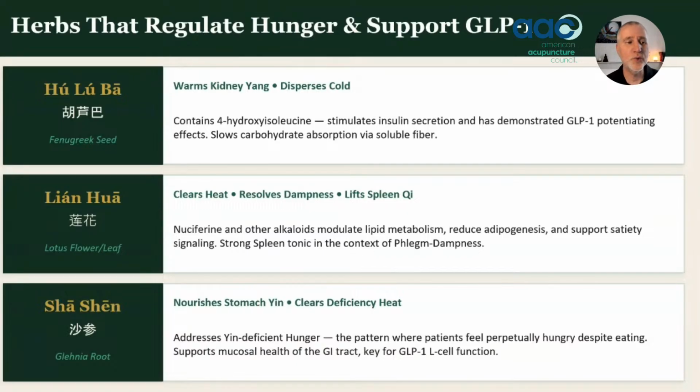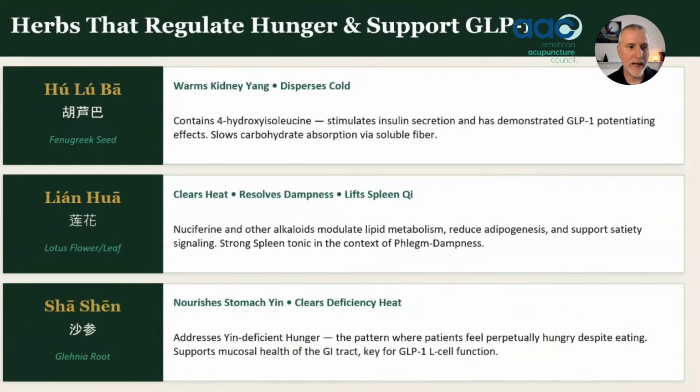The first one is huluba, which is fenugreek seeds, which is a herb that's been used in many areas in the world, Asia, Middle East. It's used a lot, and it's sort of considered a very healthy food to help control hunger and satiety, and also help in regulating blood sugar.